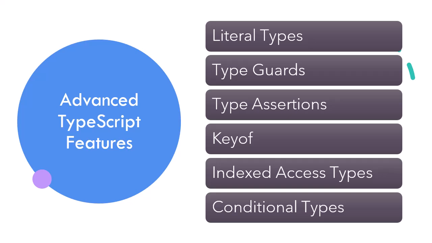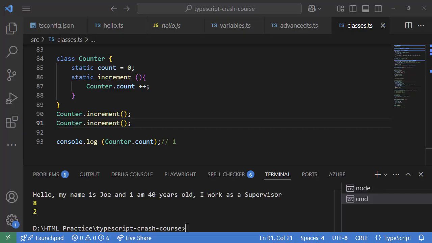In this section, we are diving into some of TypeScript's advanced features that will make your code more powerful, reusable, and type safe. We'll start by talking about literal types, which is a powerful feature TypeScript offers for restricting values to specific fixed types. Then we'll move on to more advanced topics like type guards, type assertions, keyof, indexed access types, and conditional types. These concepts will help you ensure your code behaves exactly how you intend it to. So let's begin with literal types.